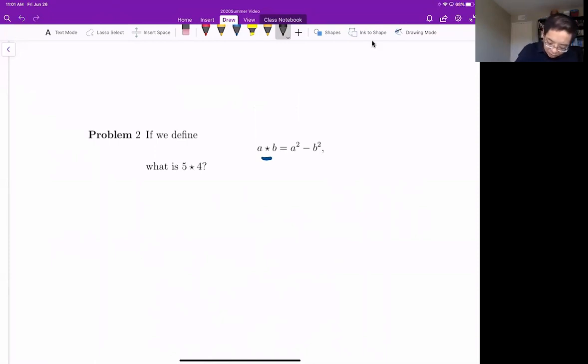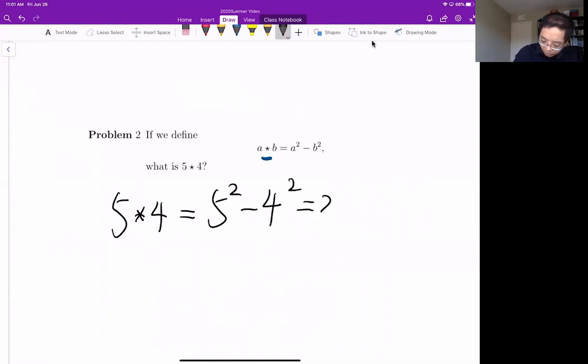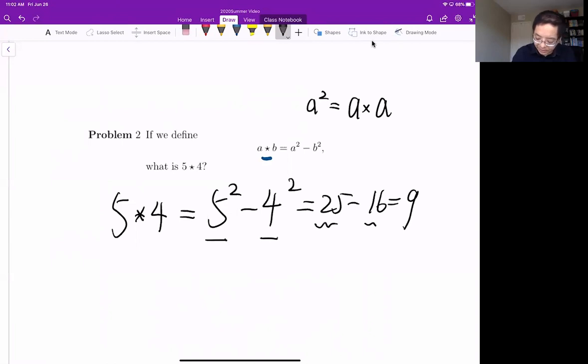All right, by this rule, I have 5 star 4. It is just 5 squared minus 4 squared, which is 25 minus 16, that is 9. Let me remind you, A squared means A multiplied by A. So 5 squared is 25, 4 squared is 16, and this gives us 9.